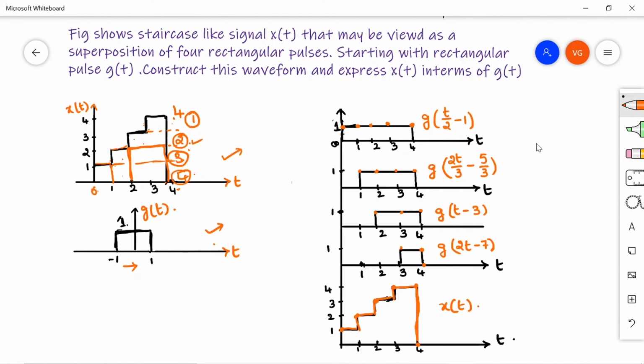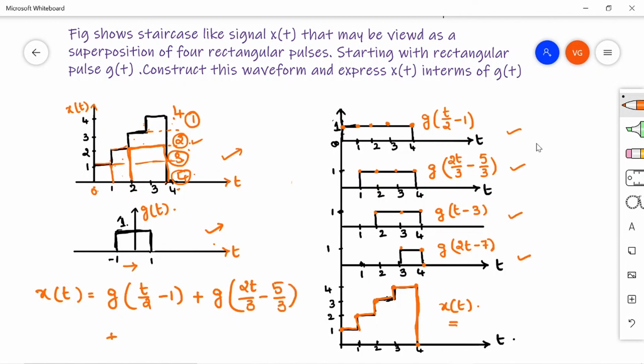So they have asked you to express x of t in terms of g of t. So this is x of t that you have constructed using all these shifted and scaled versions of g of t. So write it down. X of t is nothing but the summation of g of t by 2 minus 1 plus g of 2t by 3 minus 5 by 3 plus g of t minus 3 plus g of 2t minus 7. So this is how I can write x of t in terms of g of t.